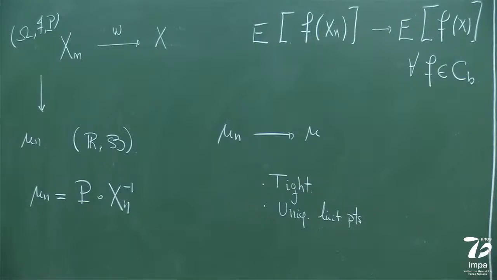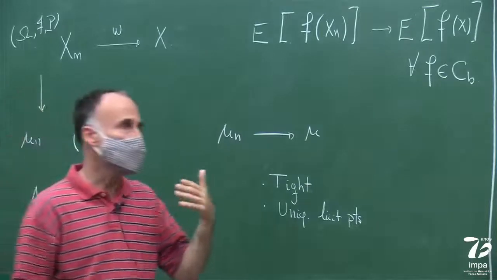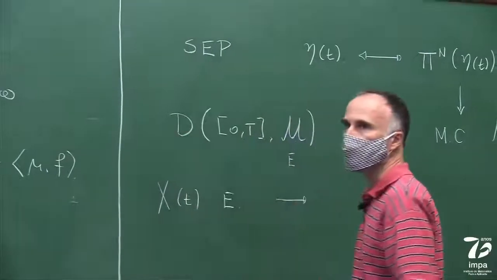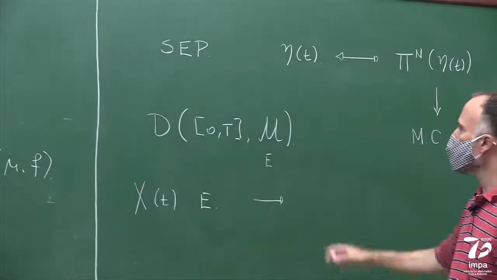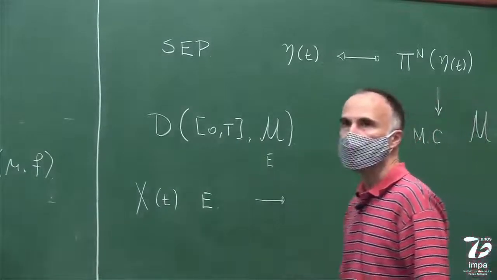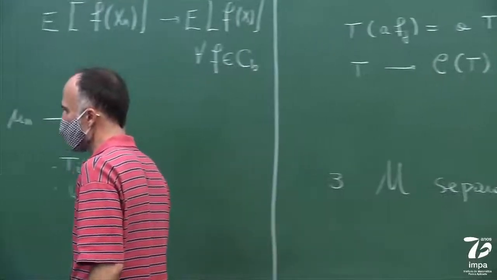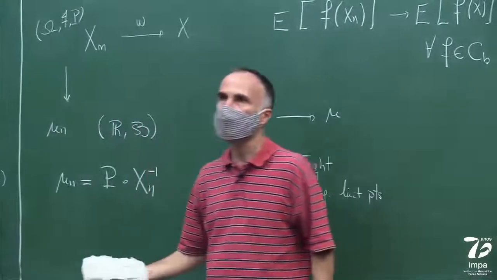In the context of processes, you do exactly the same thing, but now xn is not an element of R, it's a process. But this process is right continuous and has left limits. So the space on which you will work is this space of right continuous trajectories with left limits.